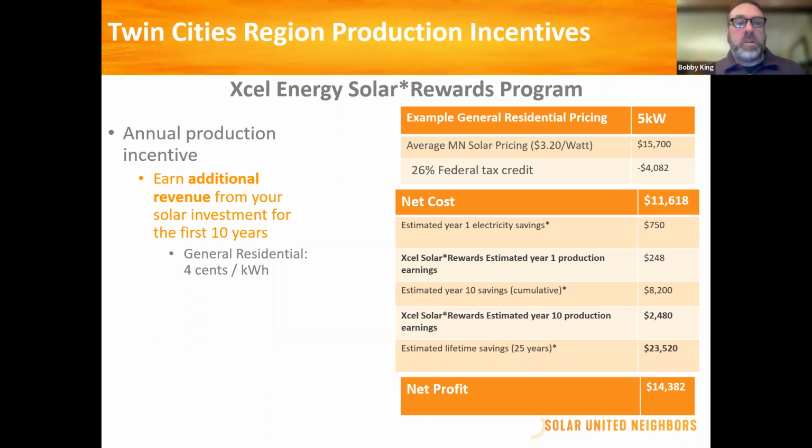I'm saying that because if you're in the Twin Cities, if you're in the Excel territory and you're going to go solar, it's going to behoove you to get a proposal in February and make a decision sooner rather than later. February should be plenty of time. Next slide.